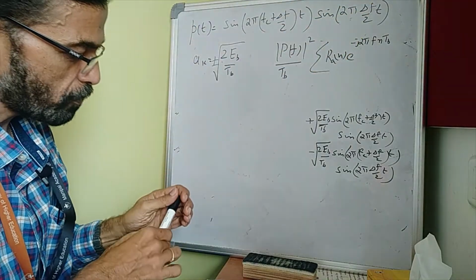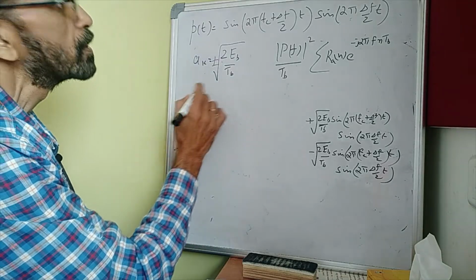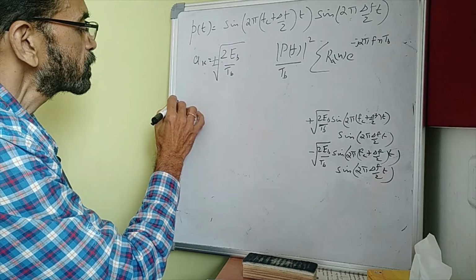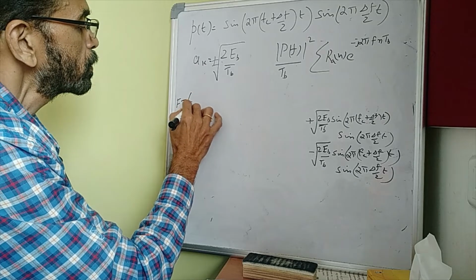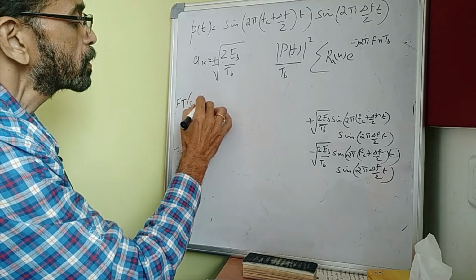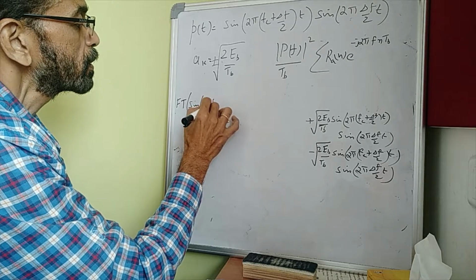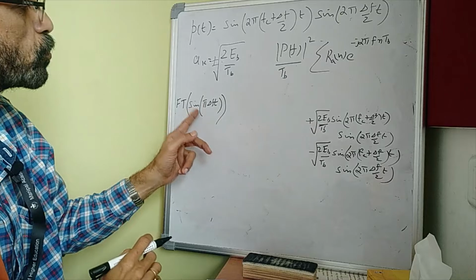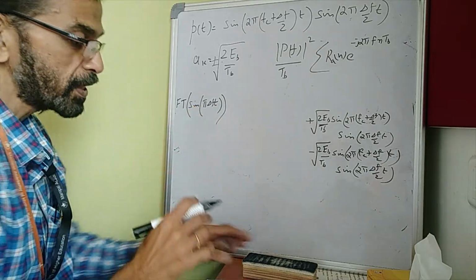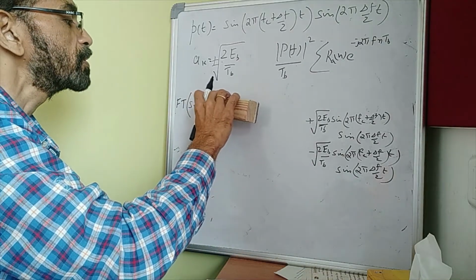Now, if we calculate P(f), we are done. So, to calculate P(f), we see that the Fourier transform of sin(pi delta f t), the 2 cancels, is the Fourier transform of this with delta f as 1 by Tb.